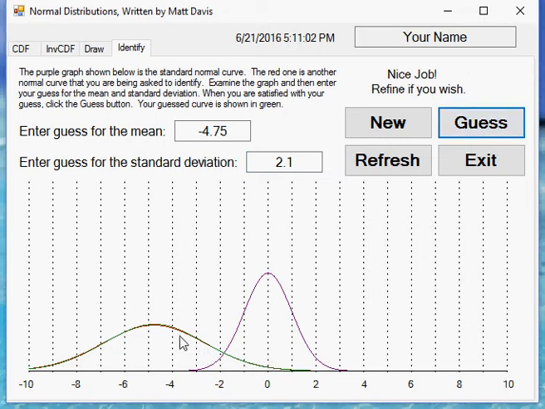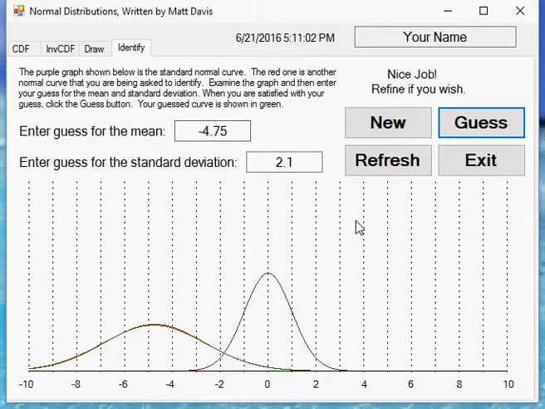And that's what you want to see, where the two curves seem to be blending together. And when you see that, you should see this as well. Nice job, refine if you wish. No thanks, I'm happy with this one. So I could do an Alt print screen to capture this.